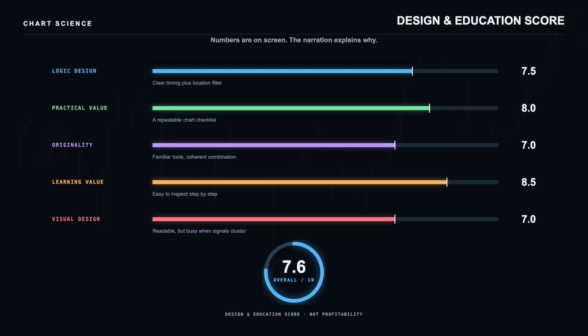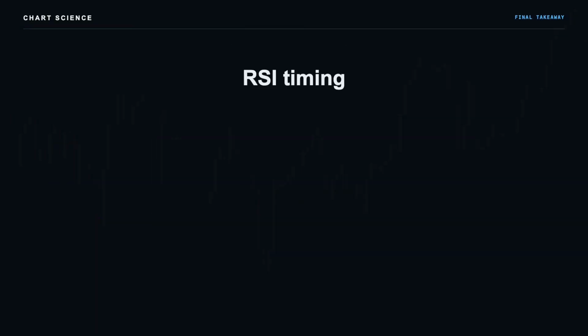Visually, the chart is readable overall, and the zones make the main conditions easy to spot. It can look busy when several signals appear close together, and the buy and sell labels have a fairly basic style. Still, the main information remains easy to find. Taken together, this is a practical and well-explained indicator. The final number on screen is a design and education score, not a claim about trading performance.